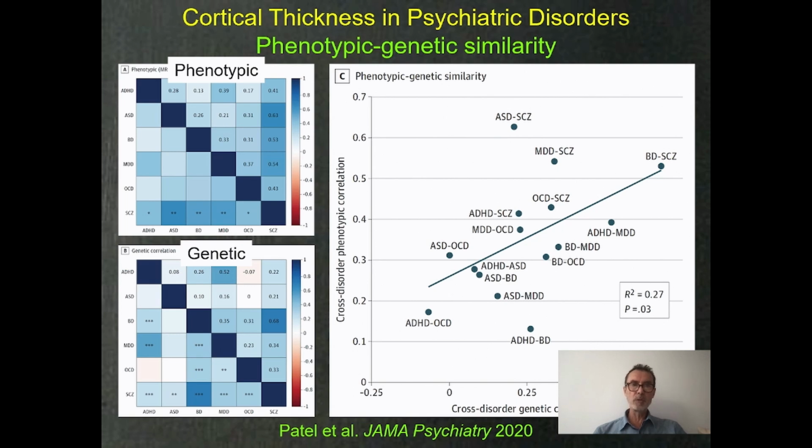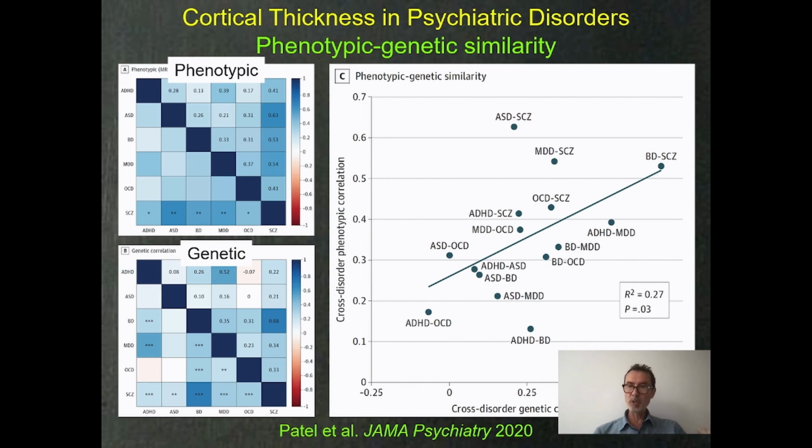When we do that, here you have the correlation matrix of the phenotypic similarity in the group differences in cortical thickness. Here is the matrix of genetic similarity. When you plot the 2 types of similarity against each other, you see that many of the disorder pairs line up fairly well along the regression line. Some are outside. So, for example, there is much less similarity in the genetic and phenotypic variations between ASD and schizophrenia, as an example. But overall, one type of similarity explains about 27% of the other similarity.